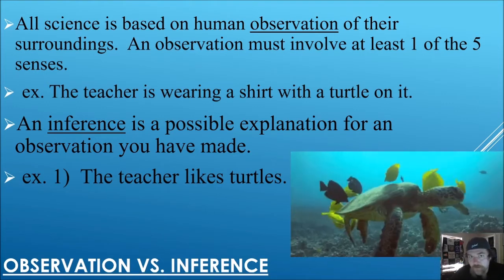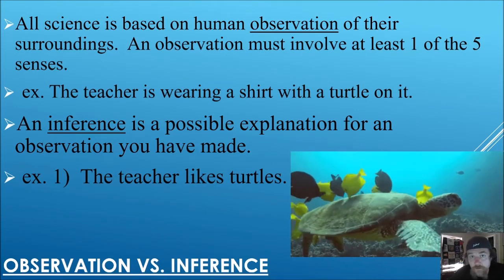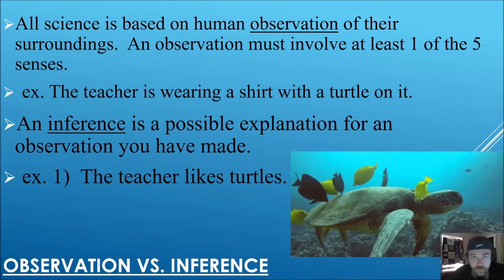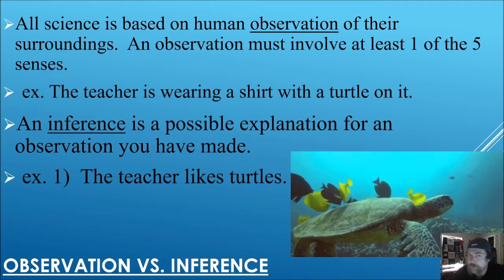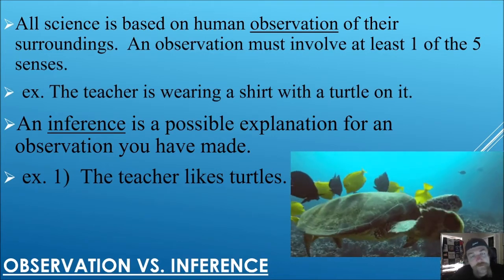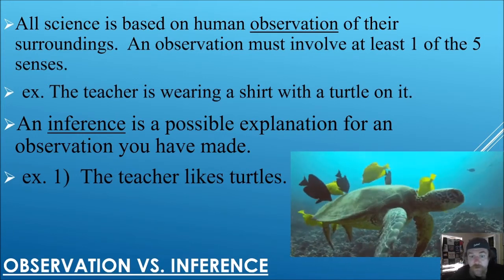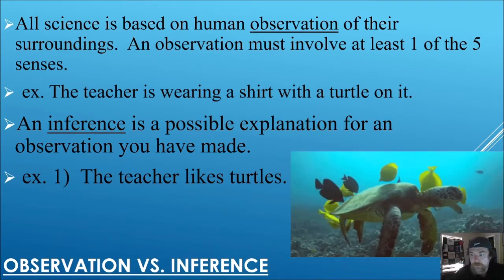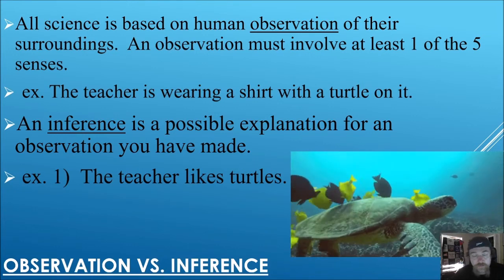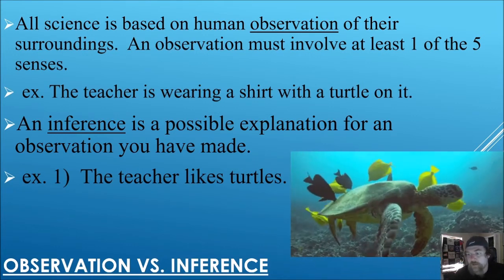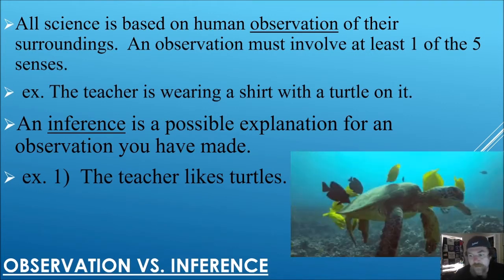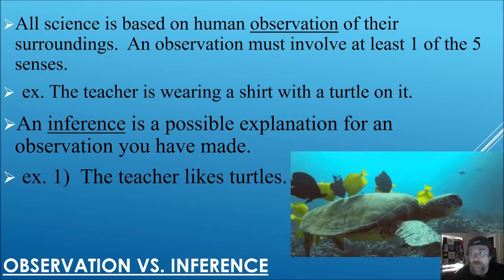Now, an inference is a possible explanation. Maybe the teacher likes turtles. So when you make an observation, you then try to figure out why that observation is happening. An observation is something that you make with your five senses, and an inference is a guess as to why that is going on.